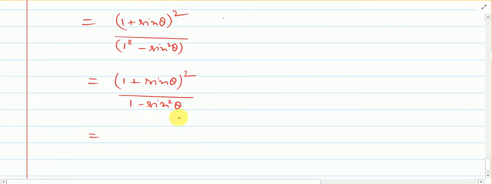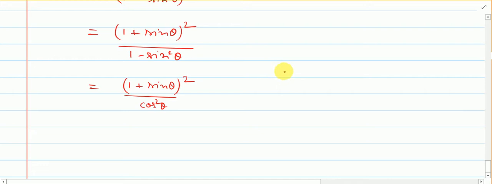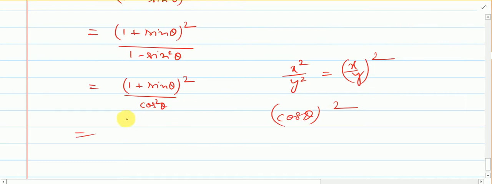So 1 minus sin square theta is equal to cos square theta. So we get 1 plus sin theta whole square upon cos square theta. Now if you have x square upon y square, we write x by y whole square. Same thing over here. And you know that cos square theta means cos theta whole square. So 1 plus sin theta whole square upon cos theta whole square.